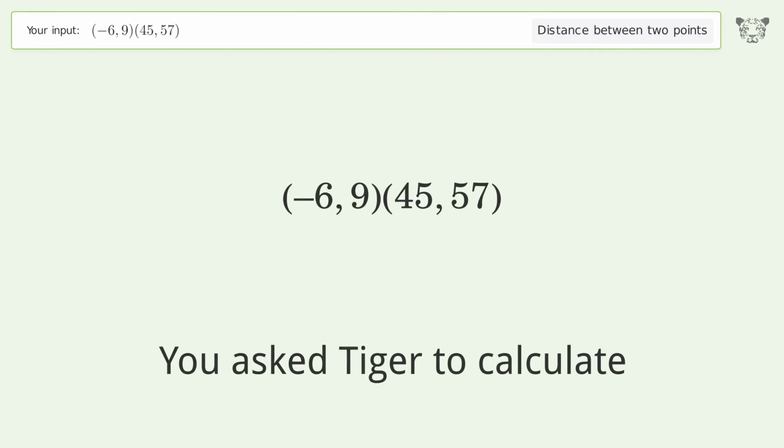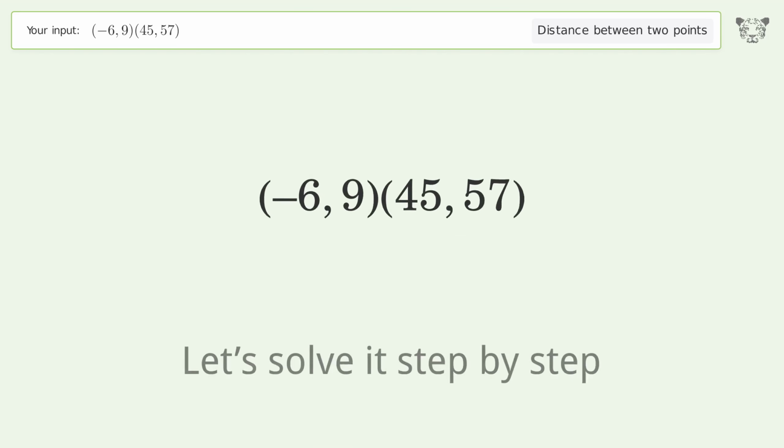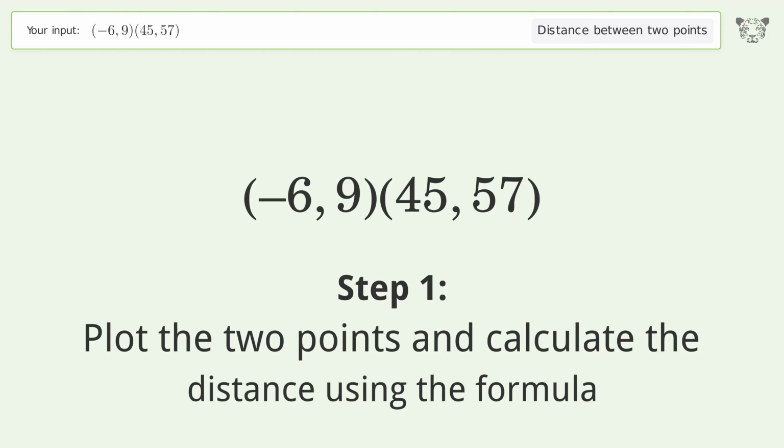You ask Tiger to calculate. This deals with the distance between 2 points. The distance between the 2 points is the square root of 4,905, or 70.036. Let's solve it step by step. Plot the 2 points and calculate the distance using the formula.